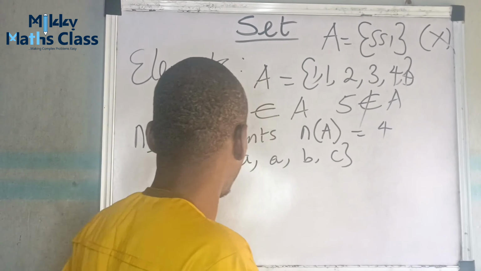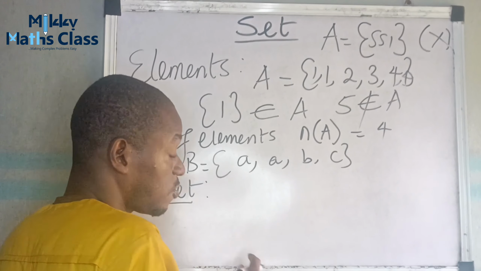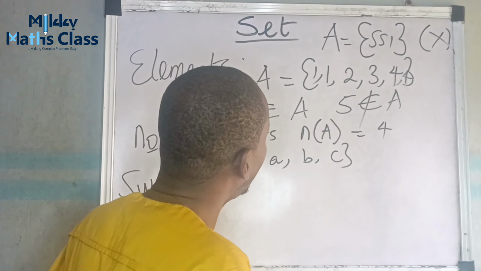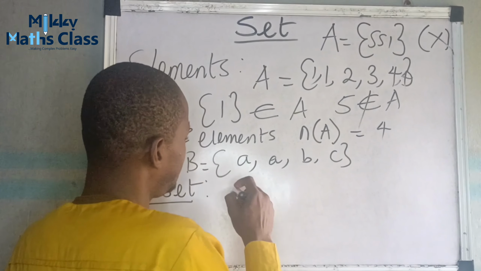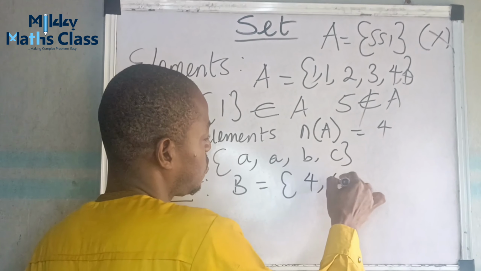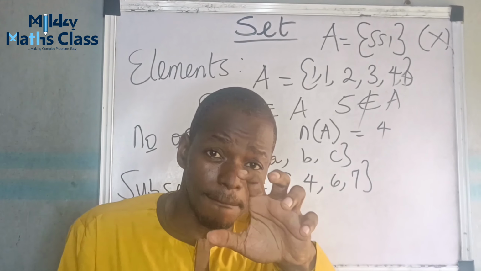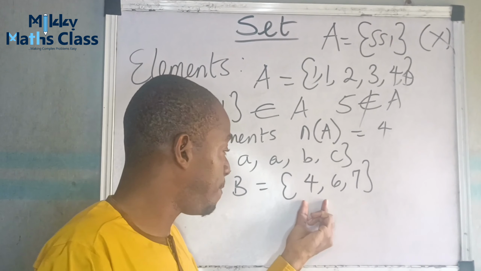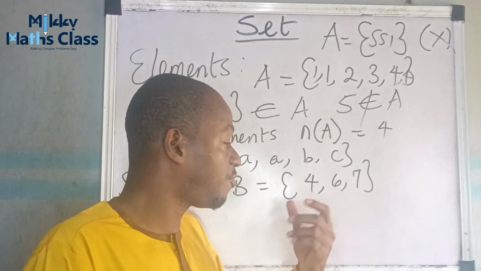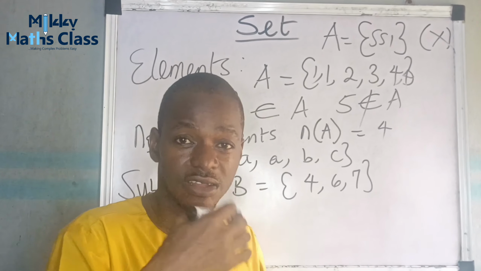Now let's move to the next concept. We need to know the subset. The subset is a set within another set. For example, let's take B is equal to 4, 6, 7. The subset is a set I can bring out from this set. If I bring out 4, it is another set on its own. That's a subset, coming from the set here. If I bring out 6, that's a subset. If I bring out 7, that's another subset.